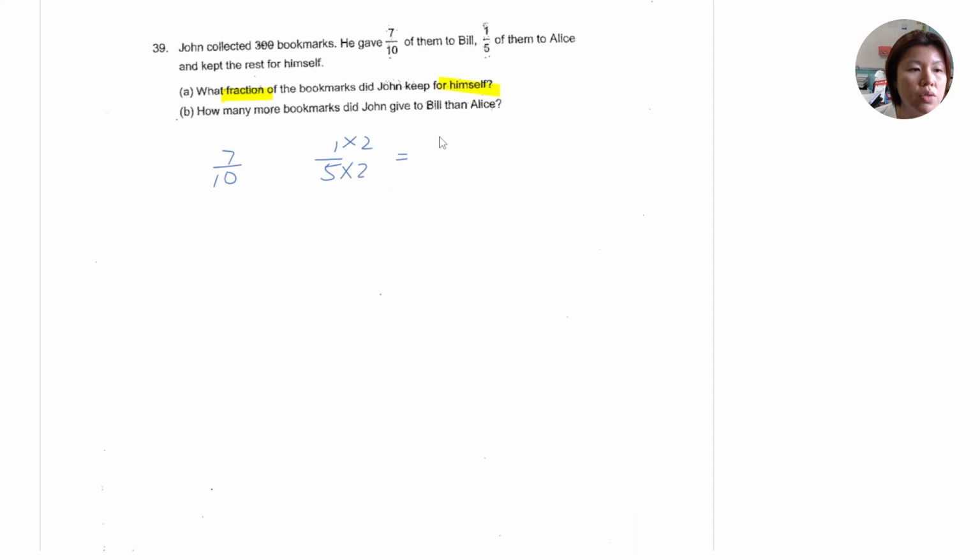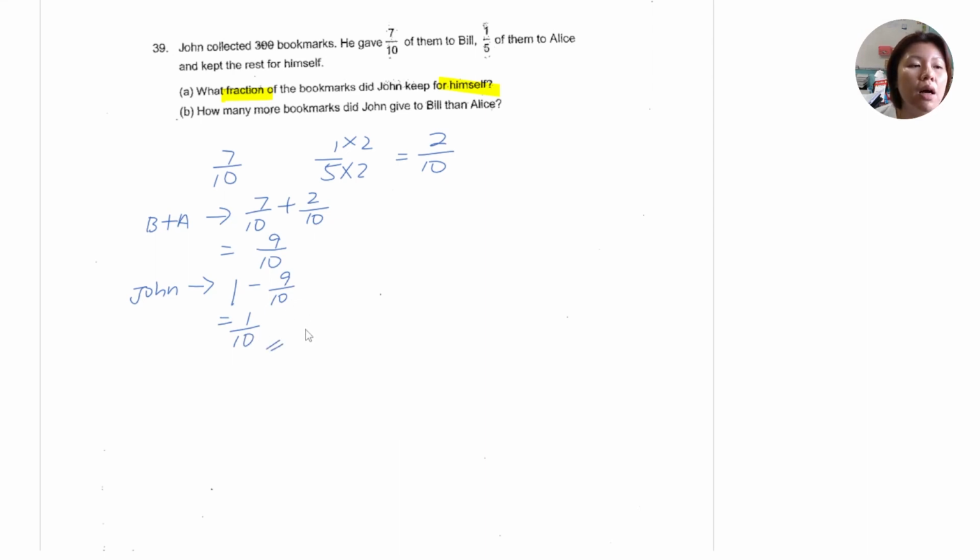Denominator is 10, so it's 2/10. So I can find the total that he gave to Bill and Alice. So B plus A is 7/10 plus 2/10, which gives you 9/10. And himself, John, will be 1 whole minus 9/10. He will only get 1/10.